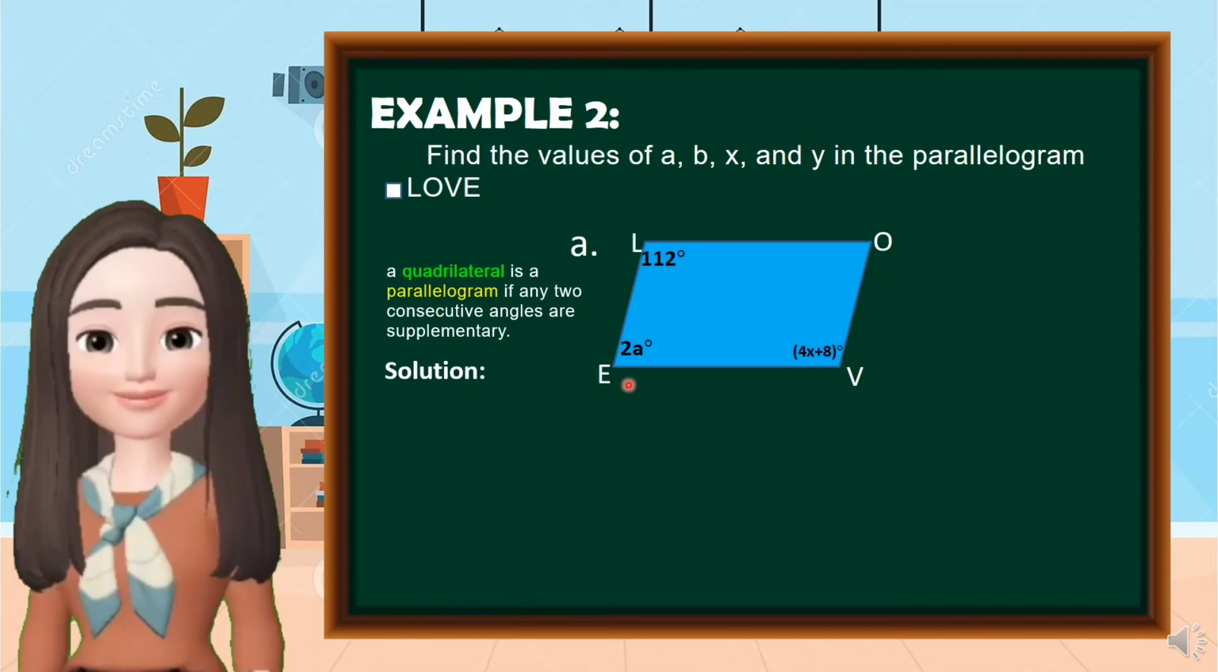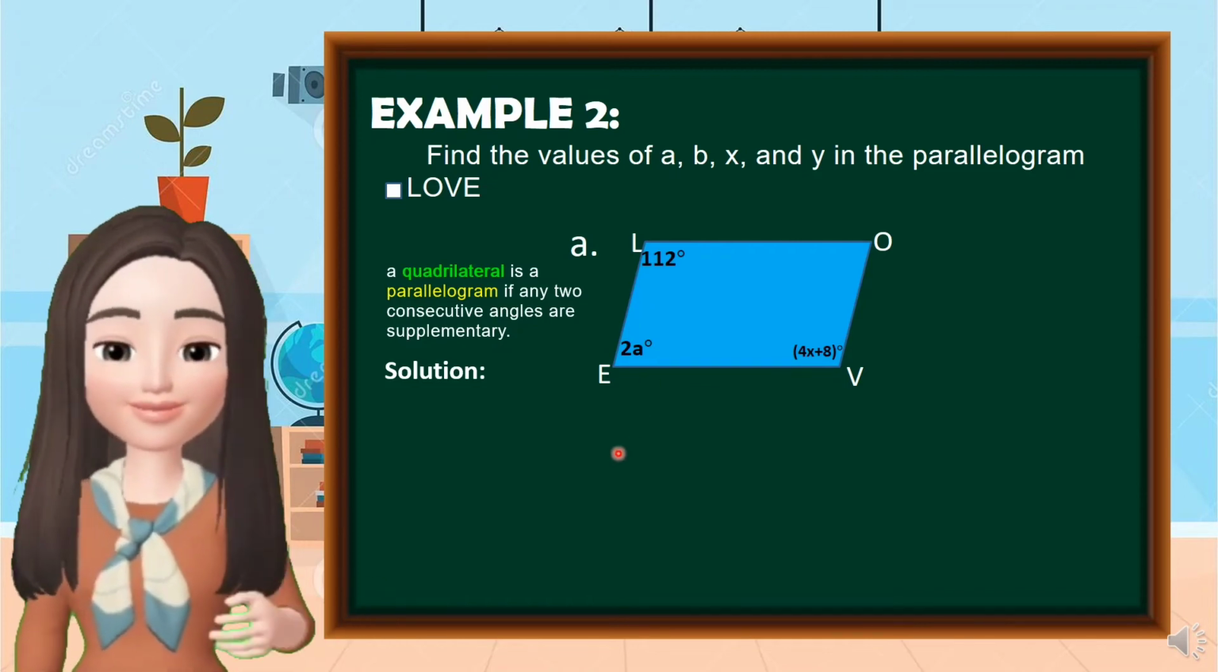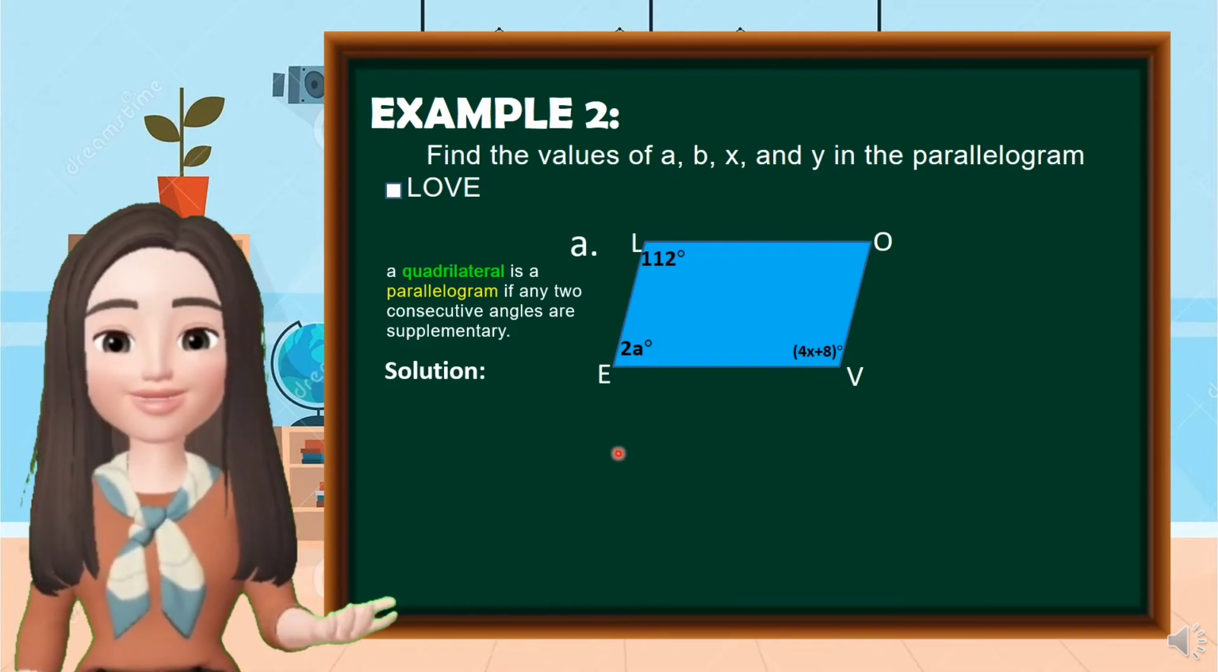So, ibig sabihin pala, kapag in-add natin si angle L and si angle E, magto-total siya ng 180 degrees. Now, let us form an equation. Mag-form tayo ng equation para ma-solve natin si A, yung nawawalang A, hindi kasi natin alam, ano?